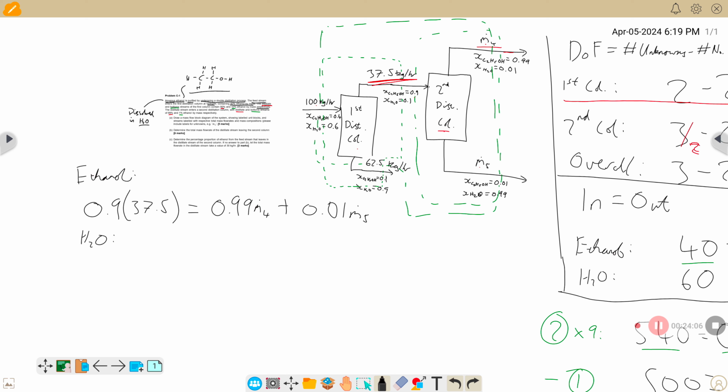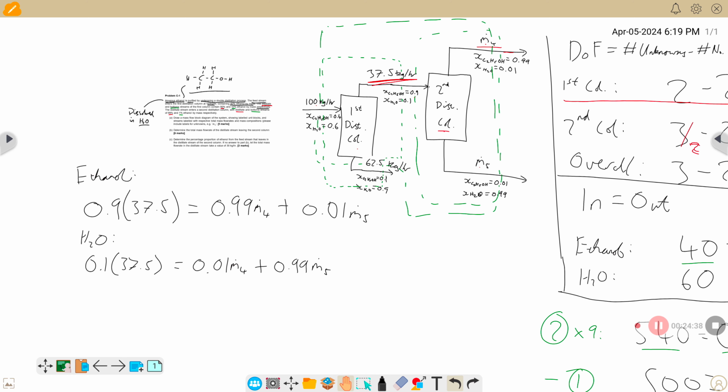Water. Okay, well, what's going in? Well, it's 10% of this 37.5 stream. And that is equal to, or what's coming out? Well, 1% of M4 and 99% of M5. Is it solvable now? Yes, same deal. It's just another simultaneous equations problem.